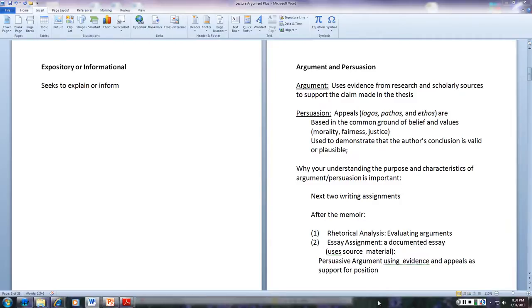Now notice the reasons why this is important for you to understand. Our next two writing assignments are going to be a rhetorical analysis. We're going to evaluate arguments and look at how they convince you or how they persuade you. And we're also going to be writing an essay. You're choosing a topic at the end of the week that will be appropriate for an argumentative, persuasive essay. Something that you can do research on in order to gather information to come to your final conclusion.